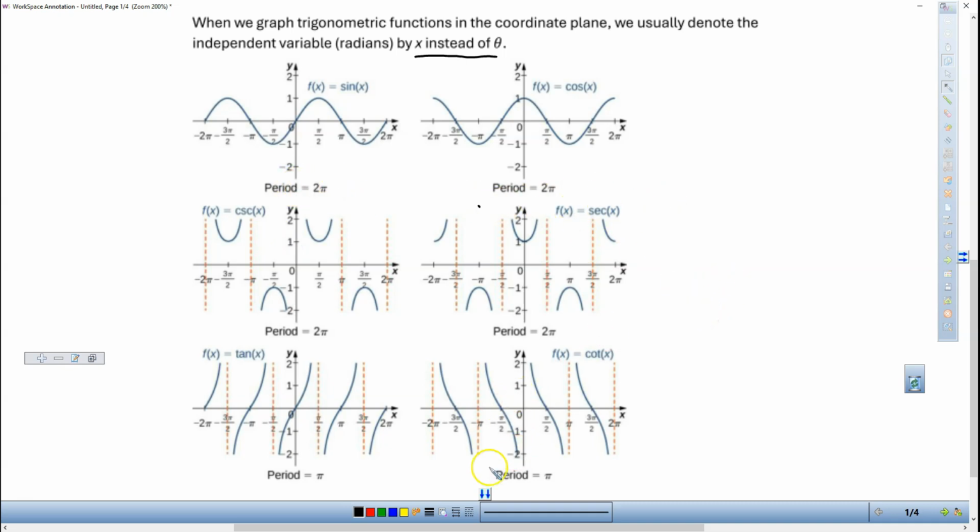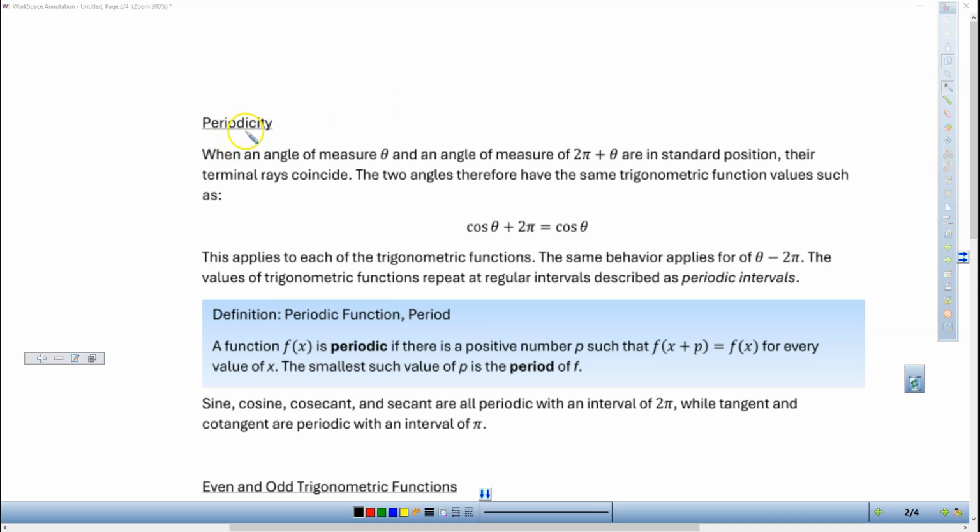That is a good thing to note because that's a good jumping point to our next topic. Periodicity: when an angle of measure theta and an angle of measure 2 pi plus theta are in the same standard position, their terminal rays are going to coincide. The two angles therefore have the same trigonometric function values, such as cosine of theta plus 2 pi equals cosine theta. This is why when we look at things like the unit circle, those values, even if we go past 2 pi, are able to repeat in what they evaluate to.